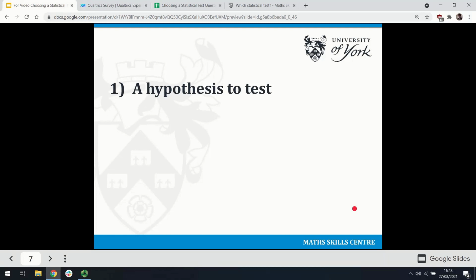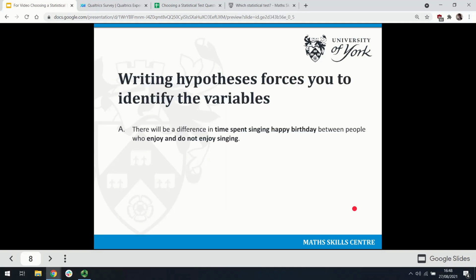So let's start with hypotheses. It's a really good idea for you to write a hypothesis, even if you don't write it in the final report that you're producing. It's a good idea to write it because it forces you to identify what are the variables that you want to put into a stats test.